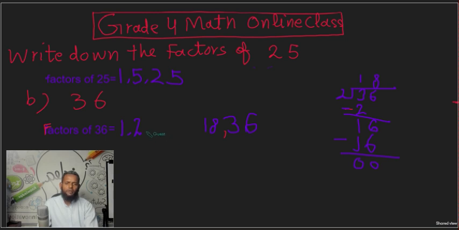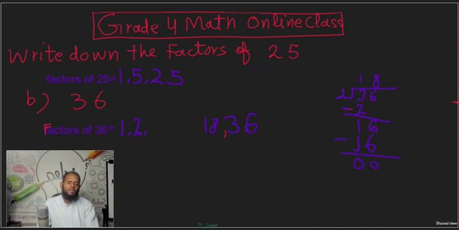Okay. After 2, what is next factor? 6. No, you are skipping something. Before 6, there is also a factor. Can you read the table of 3? There is also a factor before 4. Understand how can you think this number can be divided by 3 or not?